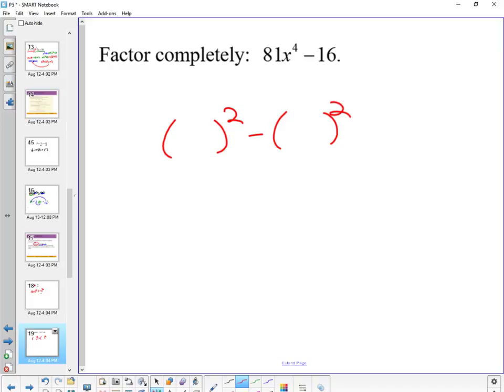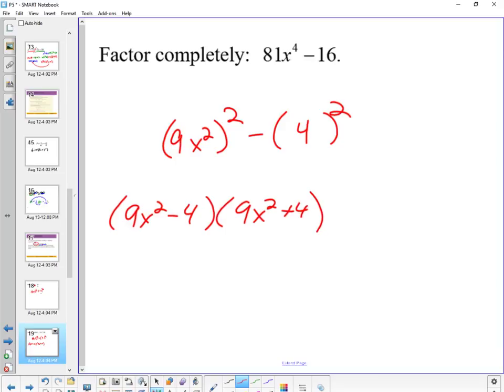Yeah. So, is there a square root of 81? Yeah, 9. Is there a square root of x to the fourth? Yes, that's x squared. Is there a square root of 16? 4. So now I've done it, so I can write them as two conjugates. So I've got 9x squared minus 4 and 9x squared plus 4.